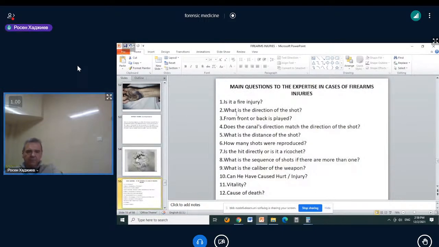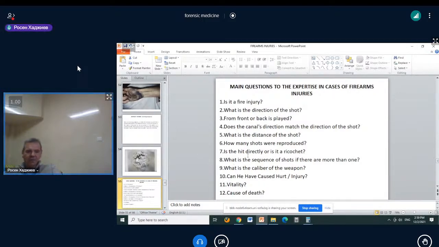What are the main questions? If we have the fire injury, what is the direction of the shot? Is it fired from front or back? Does the canal's direction match with the direction of the shot? In some cases they match, in some cases they do not. What is the distance: point blank, close, or distant shot? How many shots were produced?